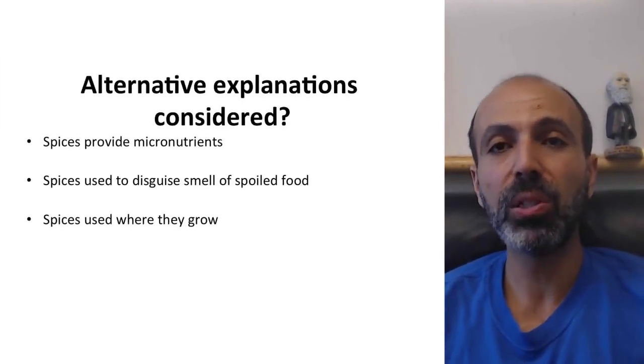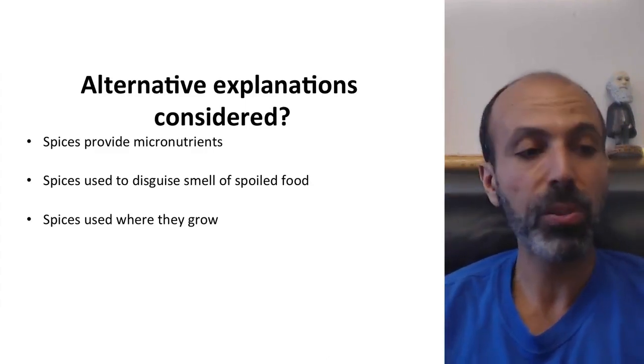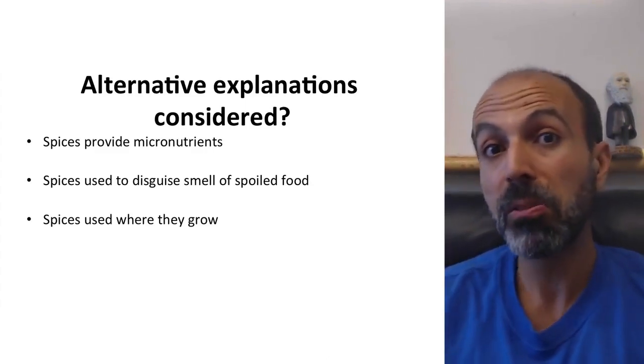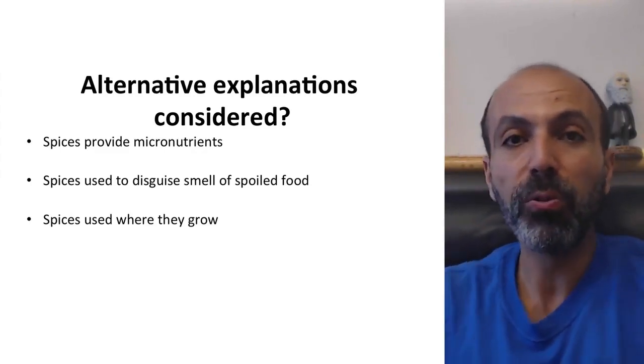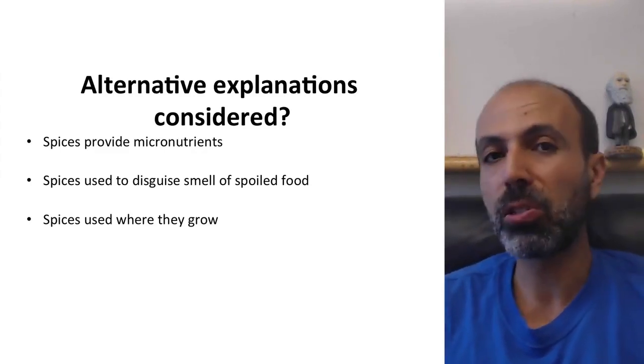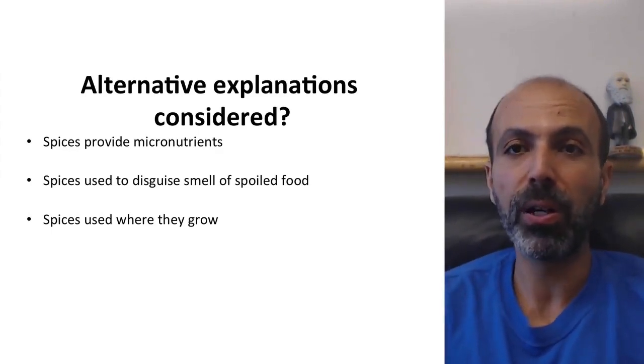Now, in this case, we didn't really consider alternatives. So what are some of the alternative explanations that should be considered? One is that there actually are micronutrients being provided by these spices. It's a possibility. Another is that spices are used to disguise the smell of spoiled food. And the last is maybe they're just used where they grow. That maybe all these things grow in India and they don't grow in Norway or Hungary so much.